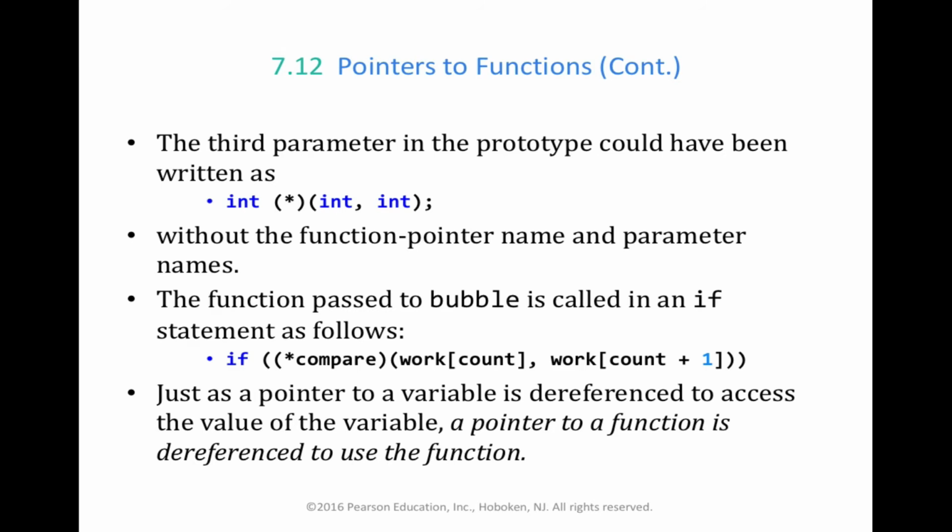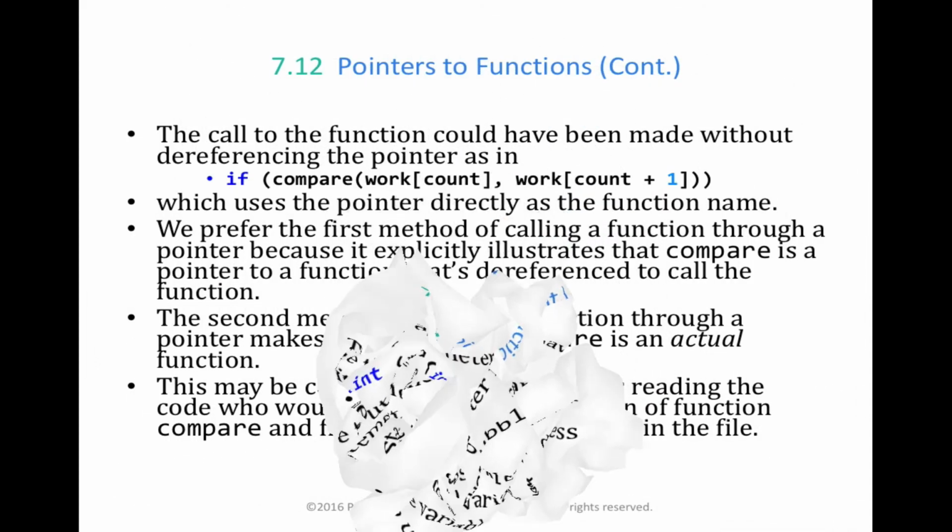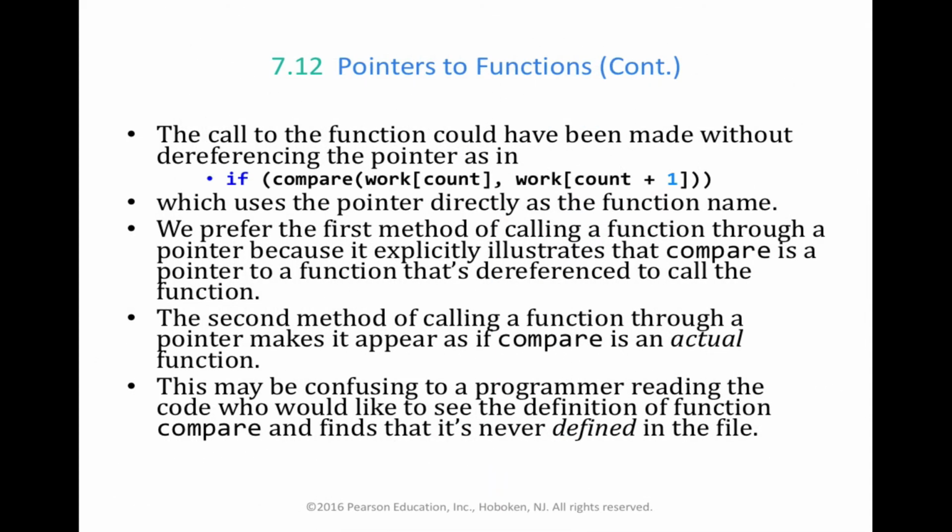If the function is passed to the bubble sort, that function then is called in an if statement. We use the pointer to the function name and then the values that we need. Just as the pointer to the variable is dereferenced to access the value of the variable, the pointer to the function is dereferenced to call the function. The call to the function could have been made without dereferencing the pointer, which uses the pointer directly as the function name.